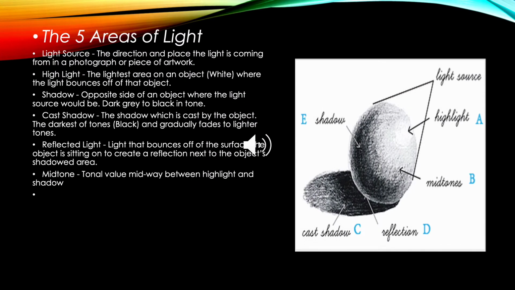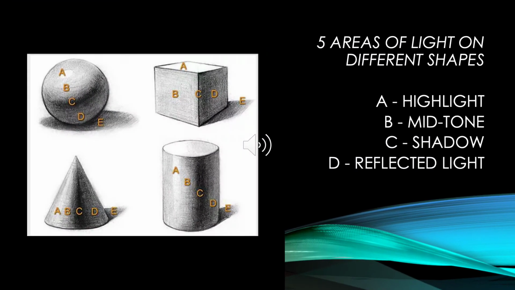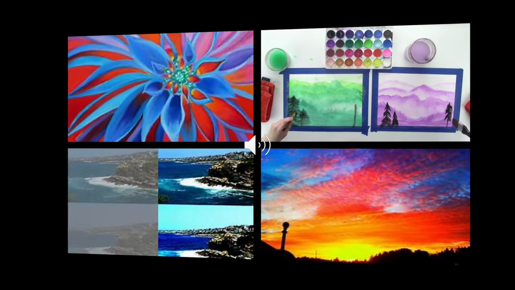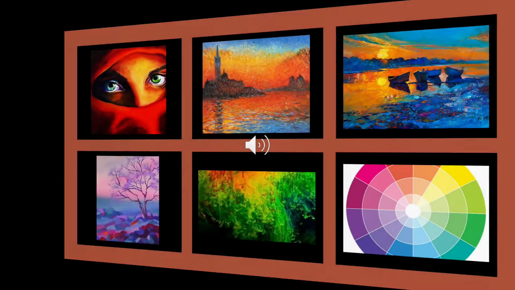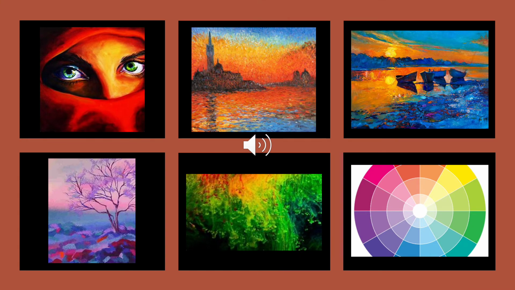The areas of light are the light source, highlight, midtone, reflection, cast shadow, and shadow. Here are the areas of light on different shapes: highlight, midtone, shadow, and reflected light. Some pictures related to value. Some paintings with a color wheel of value.